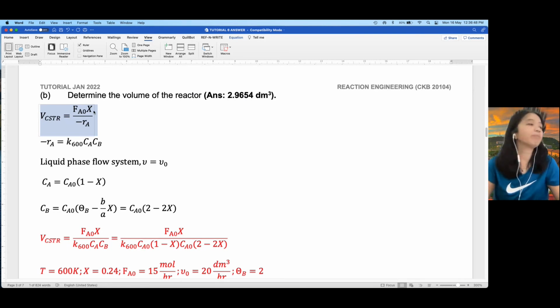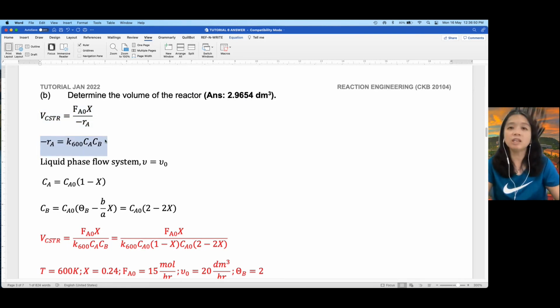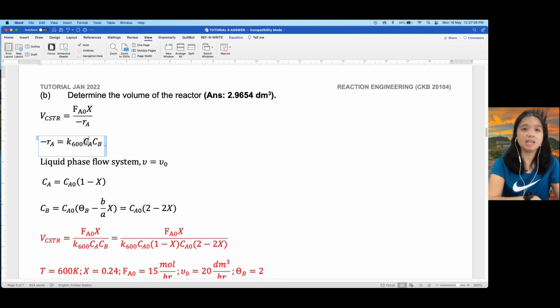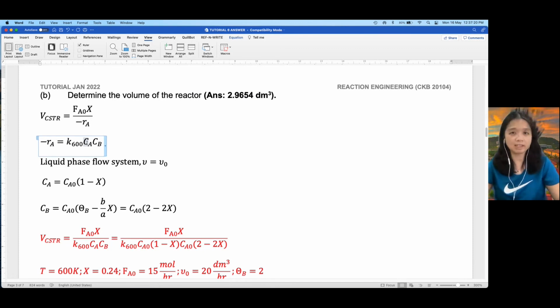Okay, then second, the rate law. The rate law is already given in the question. They say first order with respect to A, first order with respect to B. So minus RA equals k CA CB. Okay, done. Next, we have to express CA and CB in the form of CA naught and conversion, because we do not know CA and we do not know CB, but we can find the correlation of CA in terms of CA naught and X, and CB in terms of CA naught and X as well.